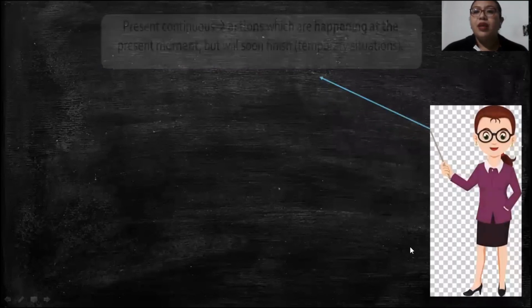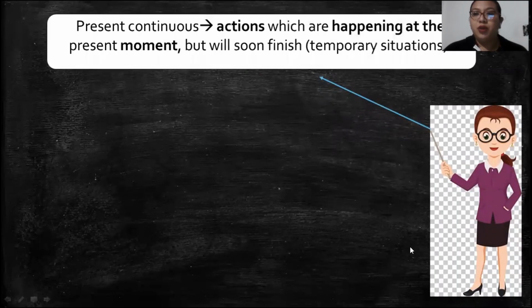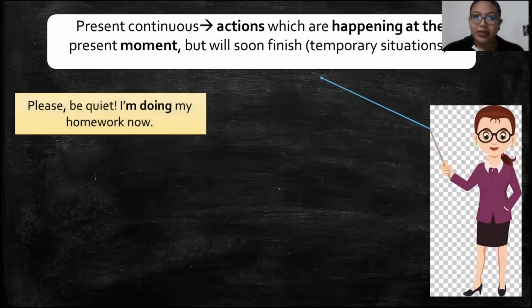Okay, so now we are going to talk about present continuous. Okay, when we talk about present continuous, we are talking about actions that are happening in this moment, and they are going to finish soon. This is what we call temporary situations. Okay, so here I'm giving you some examples.